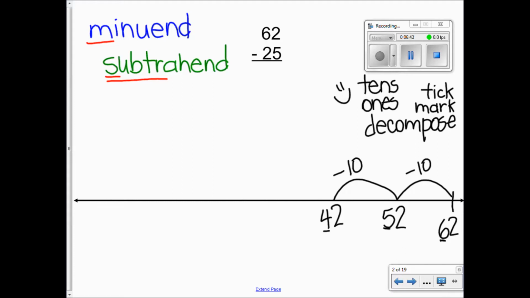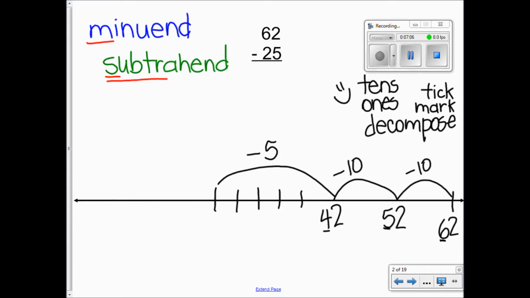Now I'm ready to subtract those 5 1s. I'm going to do those using tick marks. There are my 5 tick marks. I'm going to start exactly where my last hop was to the end and put a minus 5. Now I know that I was counting by tens, subtracting by tens. Now I'm going to subtract by ones. I've got to start counting backwards by ones.